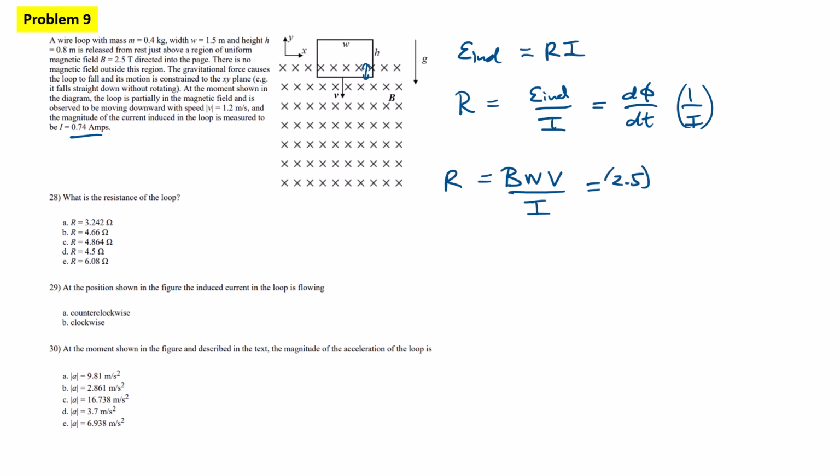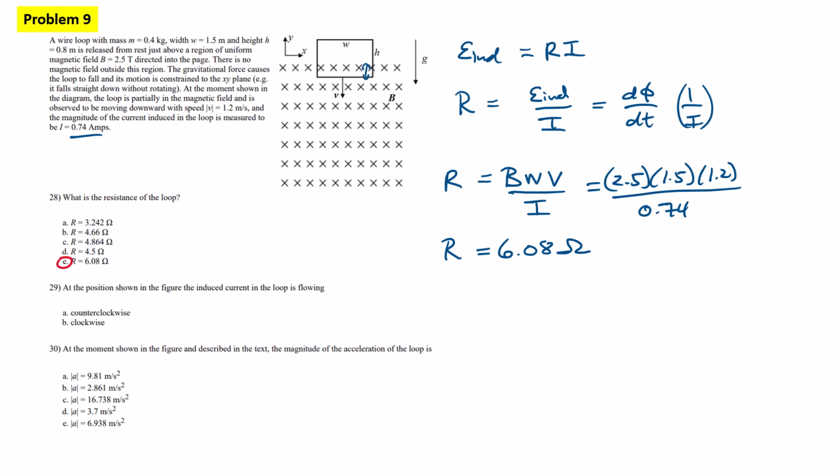You get 2.5 Tesla for the field. The width is 1.5 meters. The speed is observed to be 1.2 meters per second, and my current was 0.74 amps. We substitute the values in here, and we should get a resistance of 6.08 ohms. That corresponds to choice E.